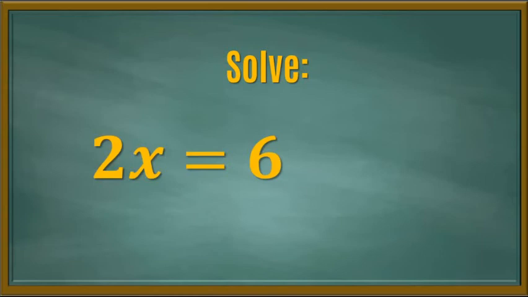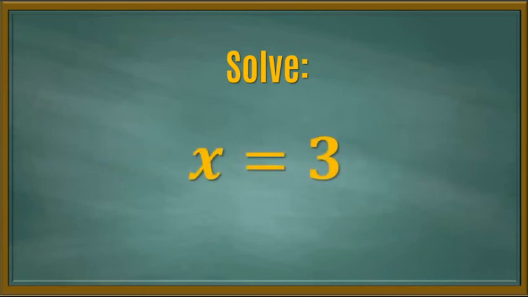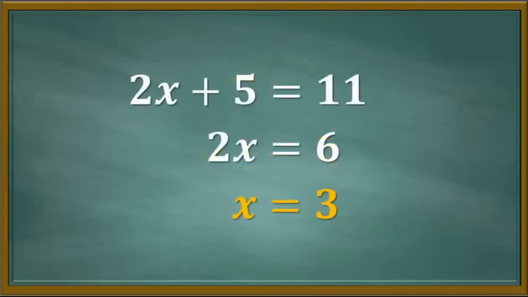We can read this as twice a number is 6. With this, once again, we ask ourselves, what number, when doubled, gives 6? That is correct. The value of our unknown number is 3. In a better format, this is what we did. Examine each step of this solving.